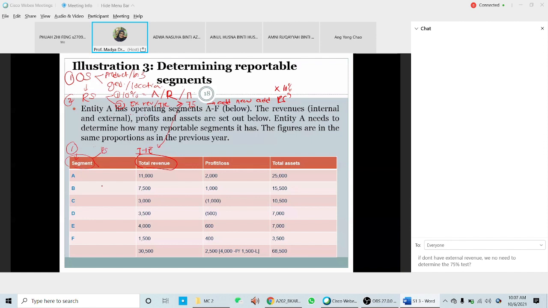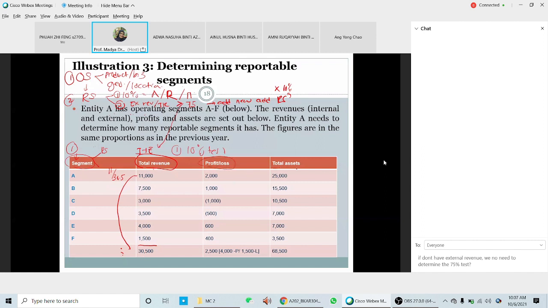For reportable segments, you need to check the total revenue, profit or loss, and total assets. For total revenue, all of these items, A, B and so on, are totaled up. Each segment's revenue needs to be divided by 30,500. For example, 11 divided by 30,500 to check the 10% test. I want to skip this one for a while.